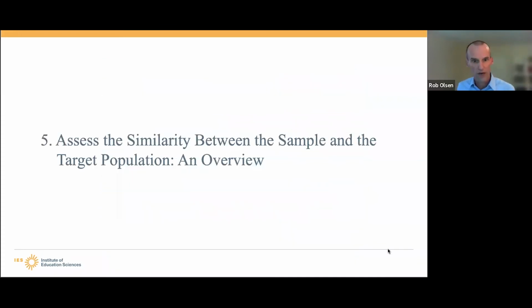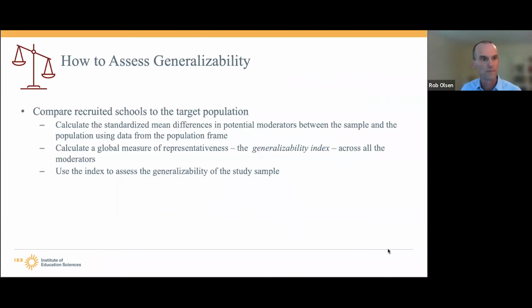So the fifth recommendation after recruitment is completed is to assess the similarity between the sample and the target population. Once schools are recruited, the study team should compare recruited schools to all schools in the target population using data from the population frame to assess how well a study sample represents the population. In particular, studies can do two things. First, they can calculate the standardized mean difference between the sample mean and the population mean for each potential moderator in the population frame, variable by variable.